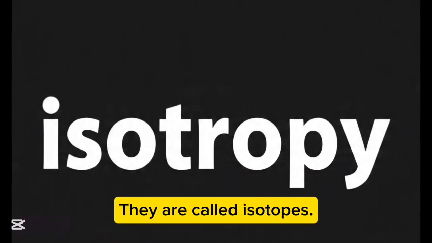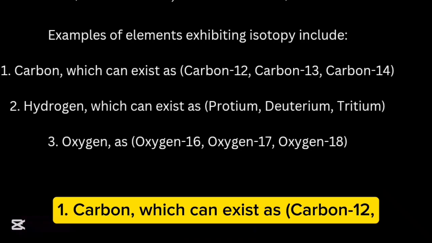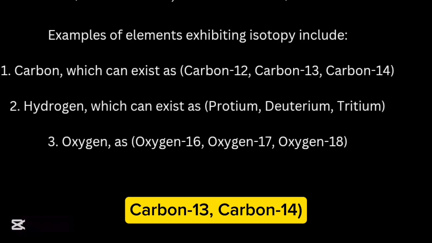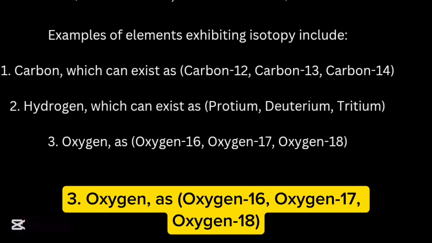They are called isotopes. Examples of elements exhibiting isotopy include 1. Carbon, which can exist as carbon-12, carbon-13, carbon-14. 2. Hydrogen, which can exist as protium, deuterium, tritium. 3. Oxygen, as oxygen-16, oxygen-17, oxygen-18.